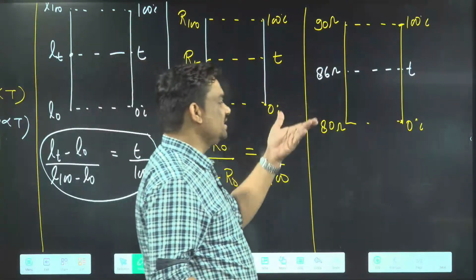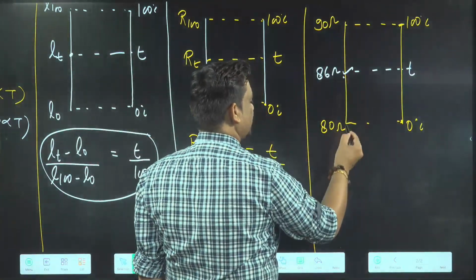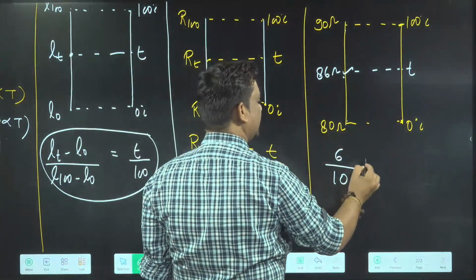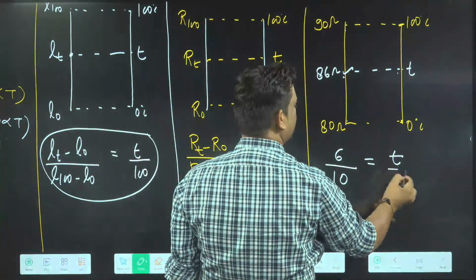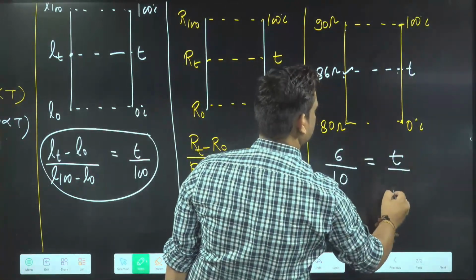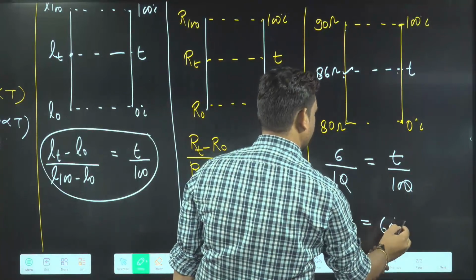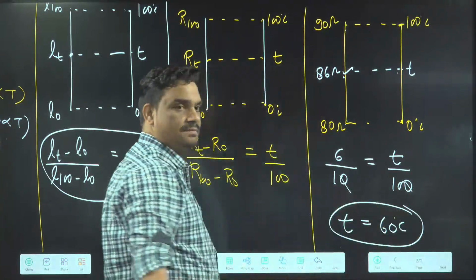Answer we get 60 degrees Celsius, because you will write 86 minus 80, that will be 6, divided by 90 minus 80, which is 10, equal to T minus 0 divided by 100 minus 0, which is 100. So the zeros we can cancel, and T becomes 60 degrees Celsius.